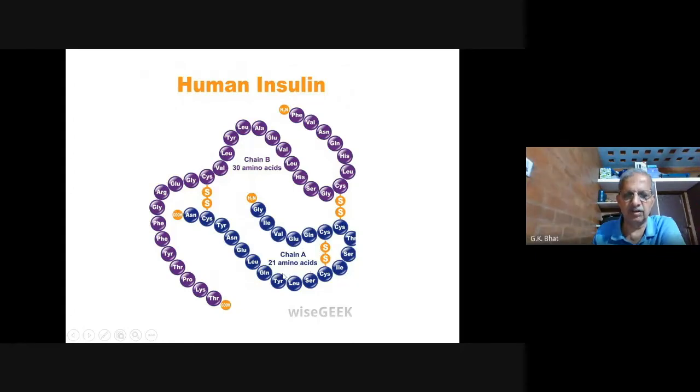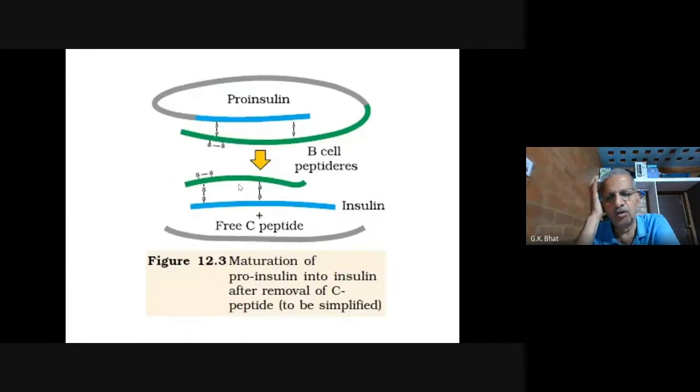Sometimes it is asked, how many amino acids are there in chain A, and how many in chain B? Chain A has 21 amino acids, chain B has 30 amino acids. Okay, clear? This figure shows the maturation of proinsulin into insulin after removal of the C peptide. This is the C peptide, between the two pieces. This is proinsulin, and once the C peptide is freed, it becomes proper insulin. Which one is the A chain and which one is the B chain here?